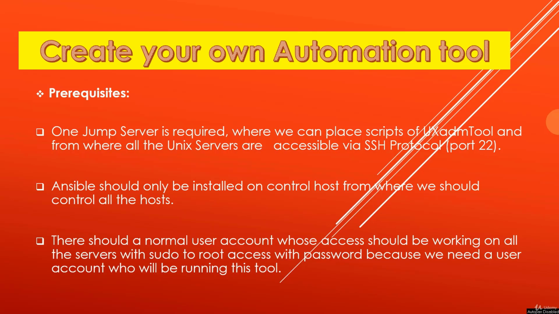So what is the prerequisite for this tool? As already understood, one jump server is required, where we can place the scripts of your tool, and from where all your Unix servers are accessible via SSH port. Ansible should only be installed on the control node, that is your jump server, or you can say the node from where we control all your clients, all your hosts. There should be a normal user account whose access should be working on all the servers with sudo to root access with password, because we need a user account who will manage this tool. Understood?